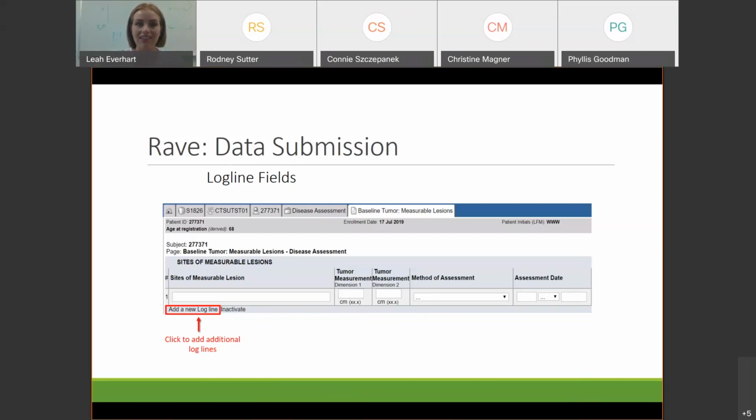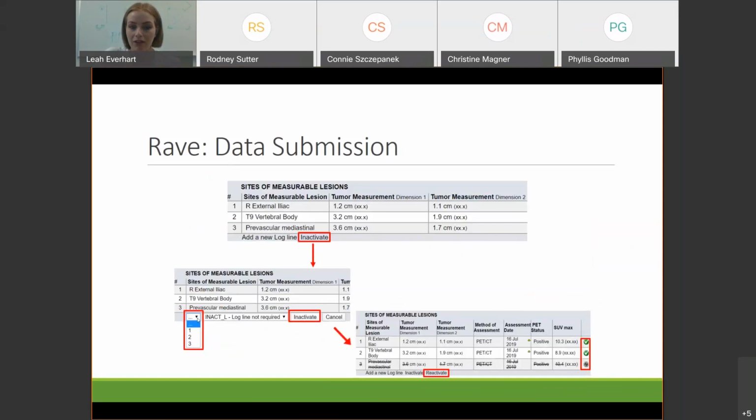So now we're going to discuss forms with logline fields, specifically the baseline tumor assessment form in RAVE in this case. And you can see there's only one logline to start, and you can add more as needed by clicking the add a new logline hyperlink, which is highlighted. And make sure to save the form after you complete each logline. Next slide, please.